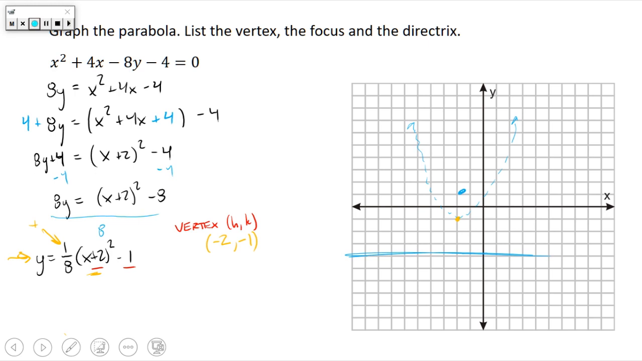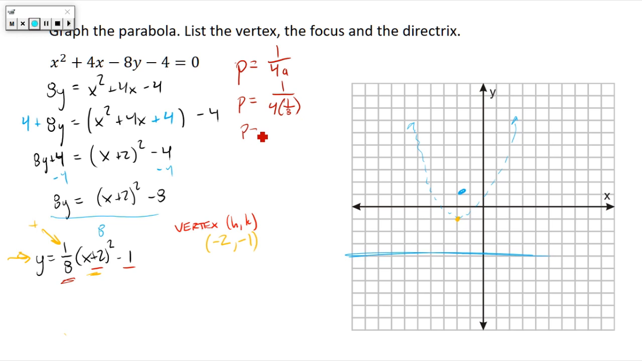And p we can find because, as we said in the previous slide, we have information about how to get p, and it's that p is equal to 1 over 4a. Okay, and a in this equation is 1/8. So p would be equal to 1 over 4 times 1/8.